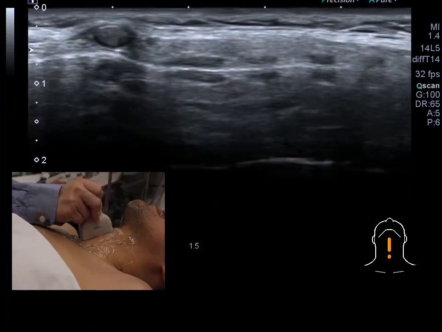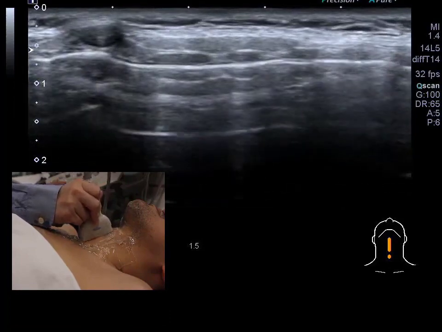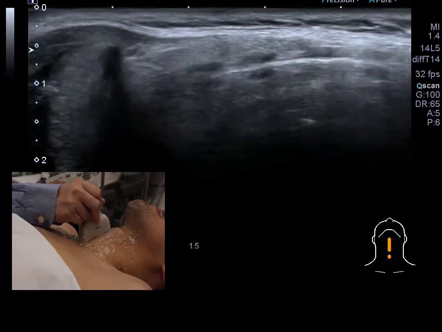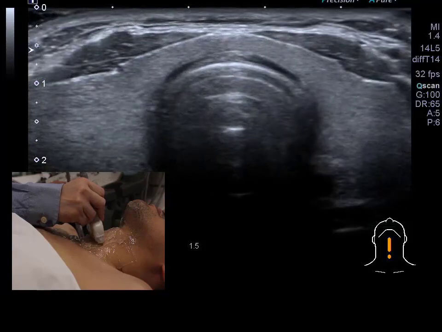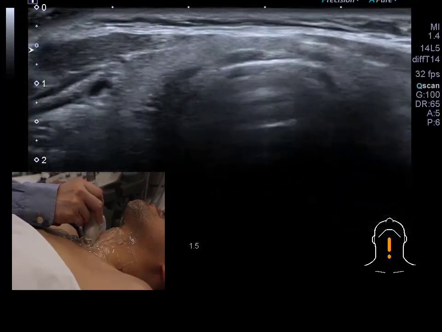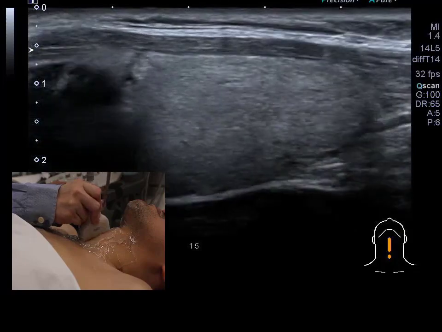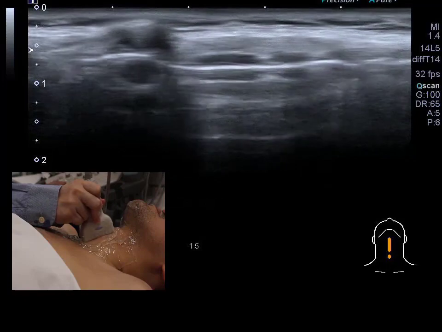And then looking again, this one is the isthmus of the thyroid gland, and then we confirm by going to the transverse view like this. So then you're going to get the isthmus of the thyroid gland beautifully, and then look at it again, we turn perpendicular, and then see the isthmus of the thyroid gland.